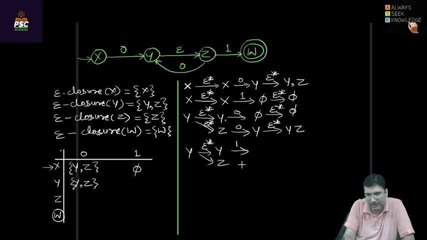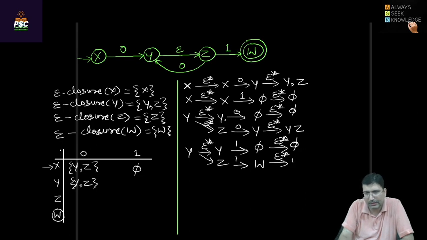We are passing 1 this time. When we pass 1 on y, y doesn't have any transition for 1. When we pass 1 on z, we have a transition towards w. We calculate the epsilon closure, so it will give us phi. We calculate the epsilon closure of w, it will give us w. That means ultimately for 1 we will get w here.